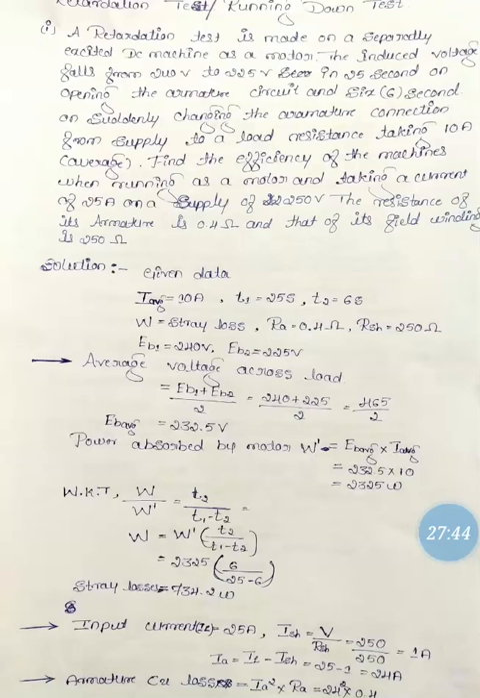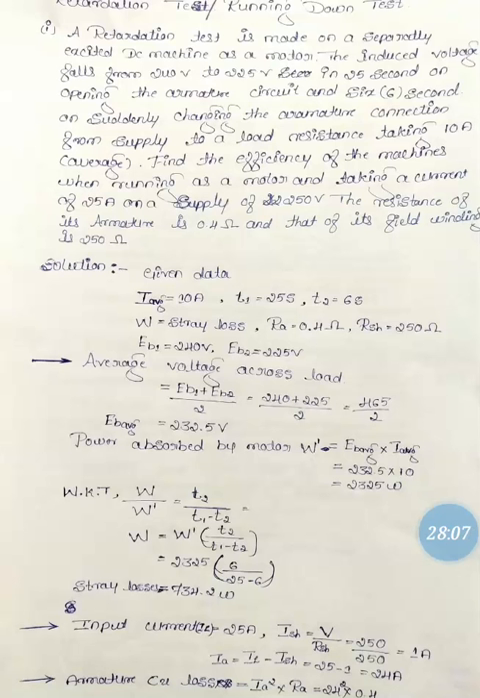Now let me move towards the retardation test, which is also called the running down test. In the retardation test, we consider a single motor, that is a DC shunt motor, which is a separately excited DC shunt motor. You know how the test will be carried out.